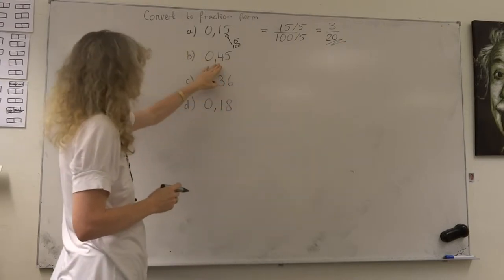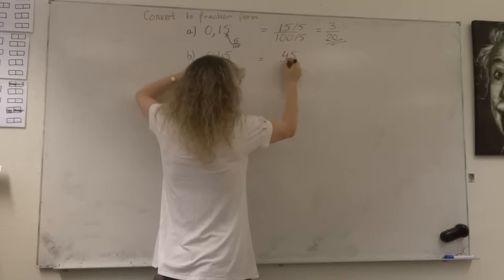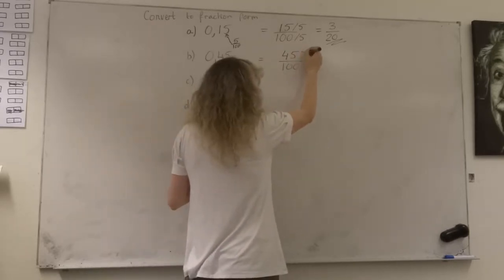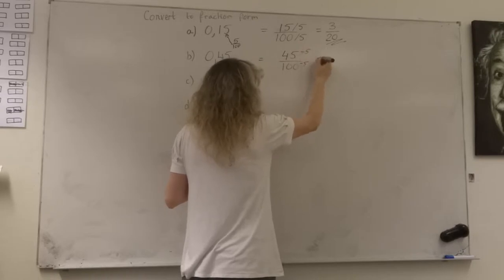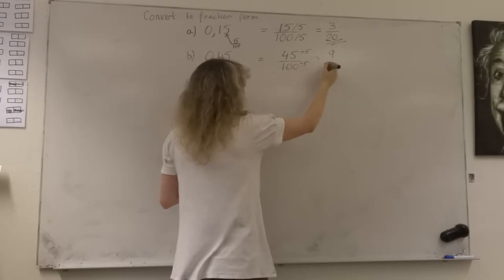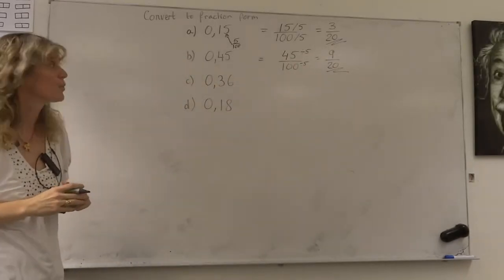Then we do the same things with the next one. 0.45 is equivalent to 45/100ths, which we simplify top and bottom by dividing both by 5. 45 divided by 5 would give us 9. 100 divided by 5 would give us 20. That's the simplest form there as well, 9/20ths.